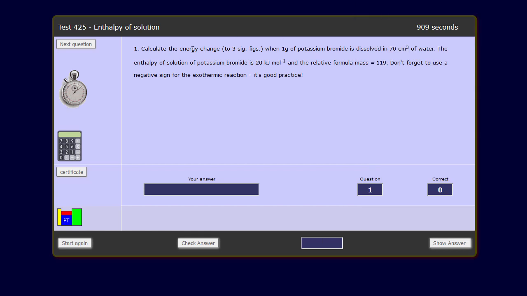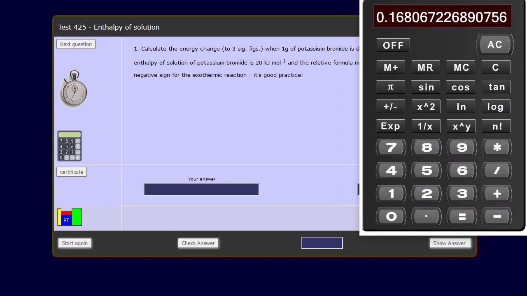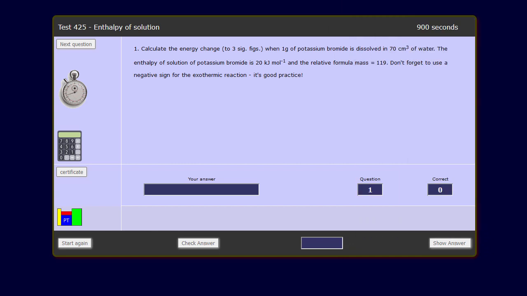This is the question: calculate the energy change when 1 gram of potassium bromide is dissolved. So we just need to enter this value, 0.168, and that gives us our answer. Let's check the next question out.